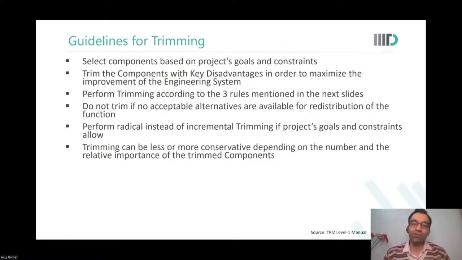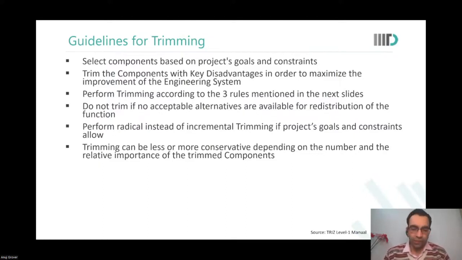So let us look at a few guidelines for trimming. See, select components based on project goals and constraints. If my project goal had been that I have to impress my social circle also, then I would have put that also as a component of my super system and a function associated with it. That was not the case, so I did not include it with the bike, right? And then we trim the components with key disadvantages in order to maximize the improvements of the engineering system. And we cannot trim if there are no acceptable alternatives.